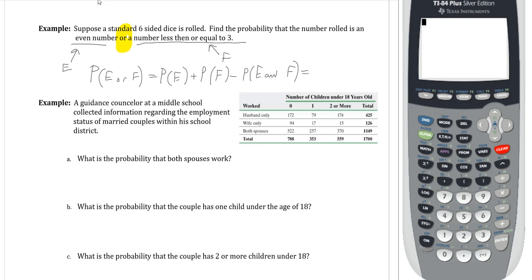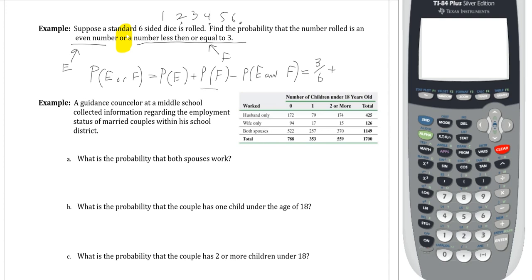All right. Well, the probability of E is an even number. On a standard 6-sided die, we have 1, 2, 3, 4, 5, 6. That's the sample space. An even number, there's the numbers, 0 is even, 2, 4, and, oh, not 0. 0 is not on the 6-sided die, sorry. 2, 4, or 6. So that would be 3 out of 6 outcomes.